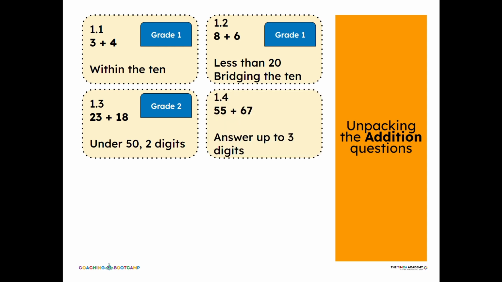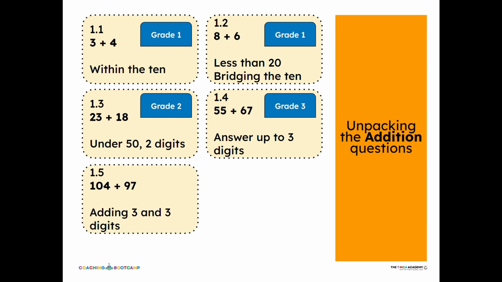Question 4, 55 plus 67. The answer may come up into 3 digits. It might not. But we're now still working with 2-digit numbers that will give us a bigger answer. This is possibly a grade 3 level. And then the final one for addition is 104 plus 97, adding 3 digits and 2 digits. Sorry, there's a mistake there. This is now also grade 3 level.